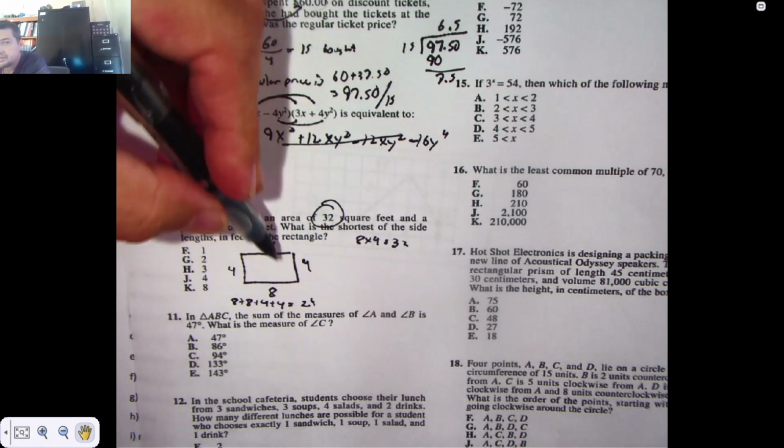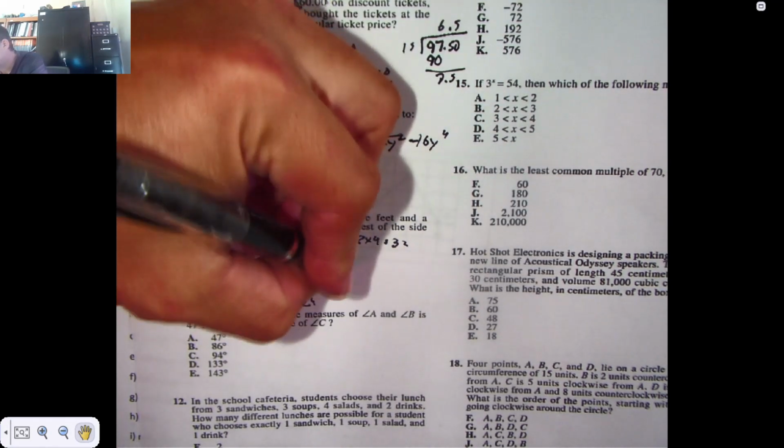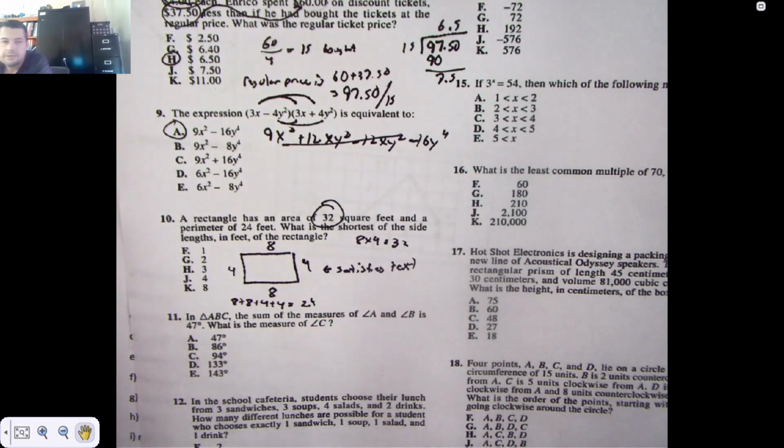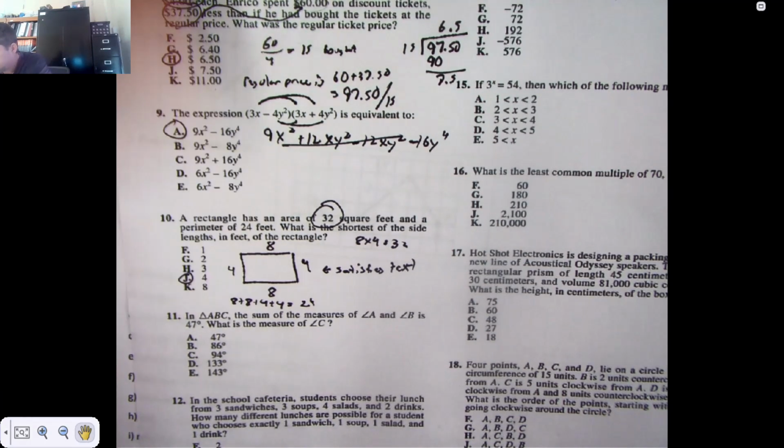I just came up with these numbers off the top of my head, but I know that 8 times 4 is 32, which is that. And if I add around, 8 plus 8 plus 4 plus 4, I also get 24. So this rectangle satisfies the text. That's what they're asking you to do, is come up with a rectangle that satisfies the text. And there are ways to do this with formulas. There are, but this is just way quicker, just to think of the dimensions. And the shortest side, by gosh, is 4.